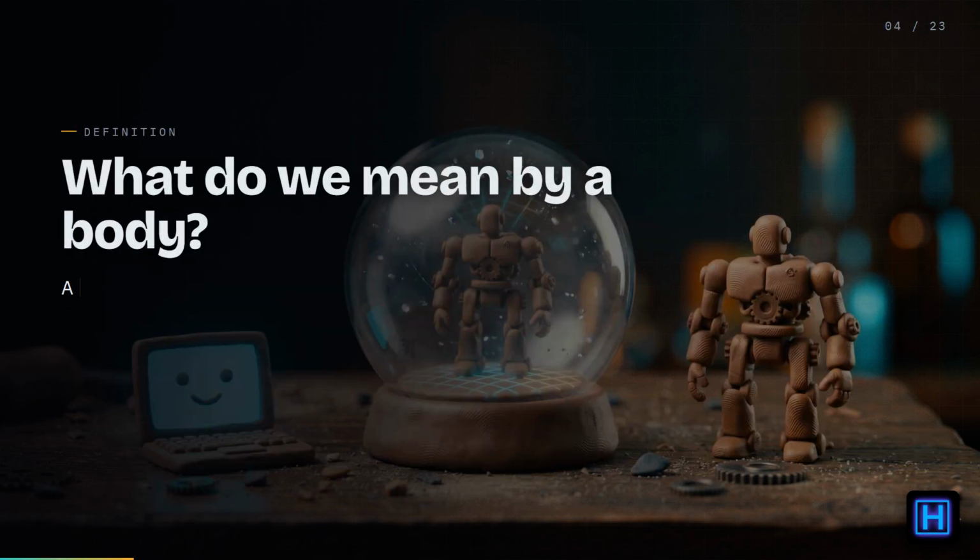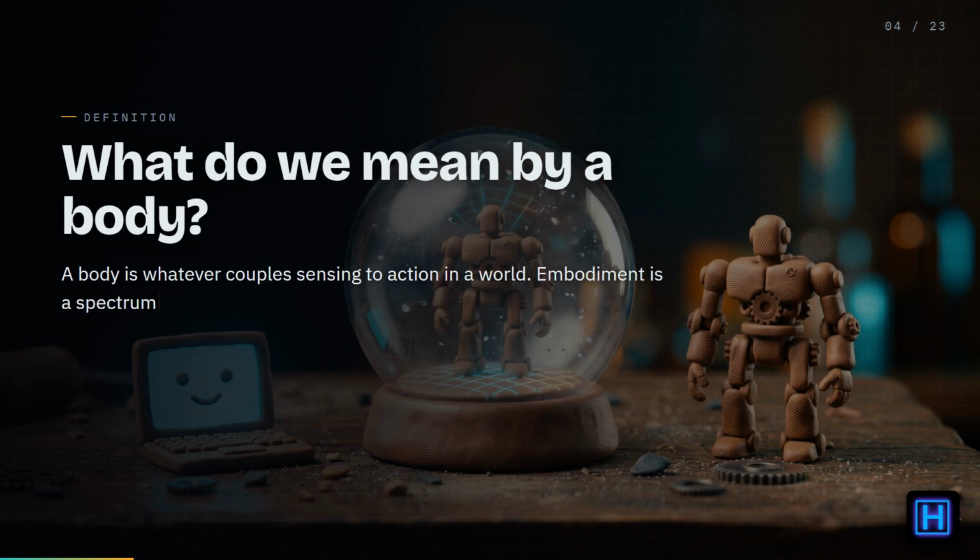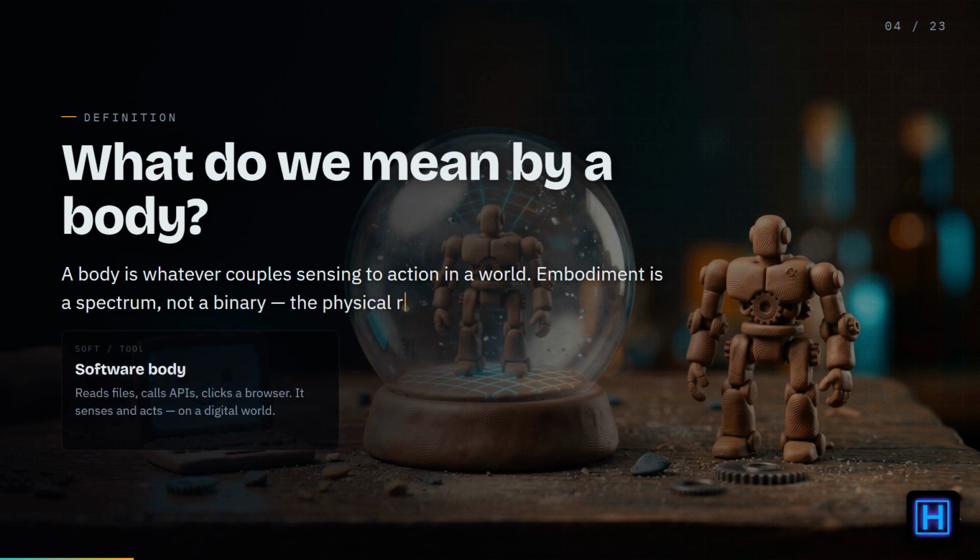What do we mean by a body? A body is whatever couples sensing to action in a world. Embodiment is a spectrum, not a binary. The physical robot is one end of it. Software body: an agent that reads files, calls APIs, clicks a browser. It senses and acts on a digital world.